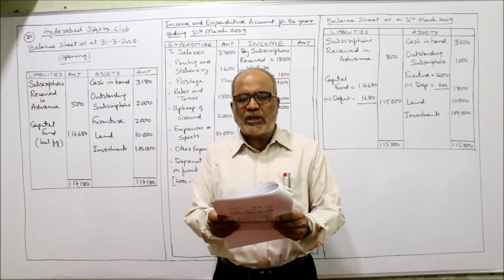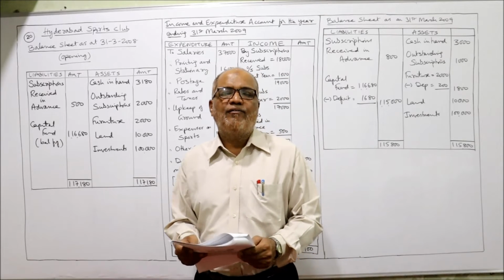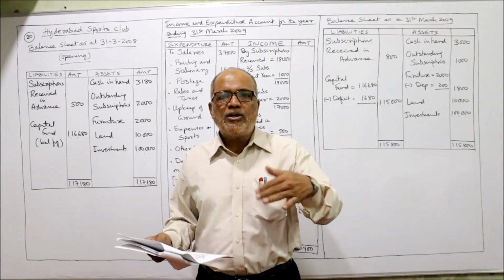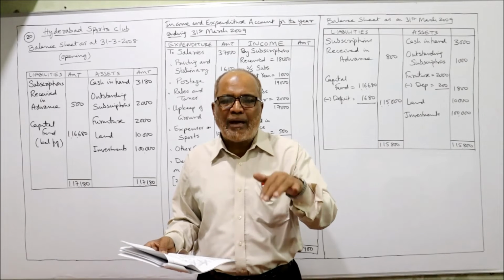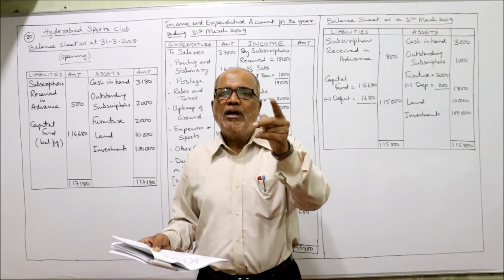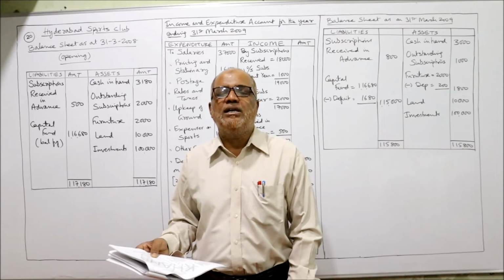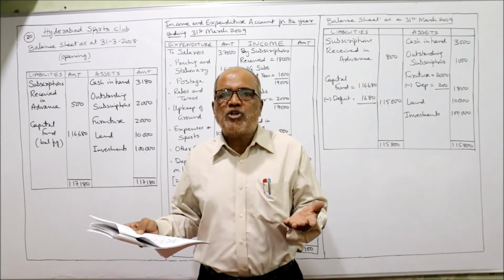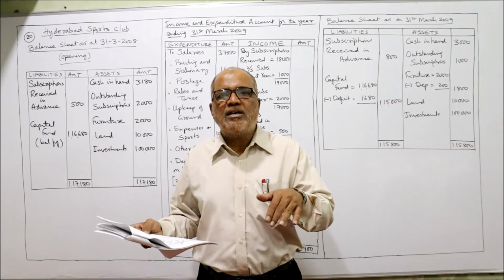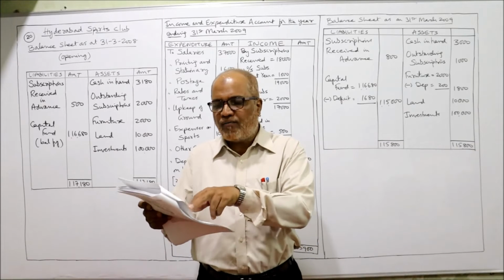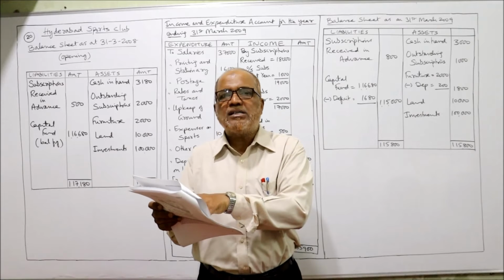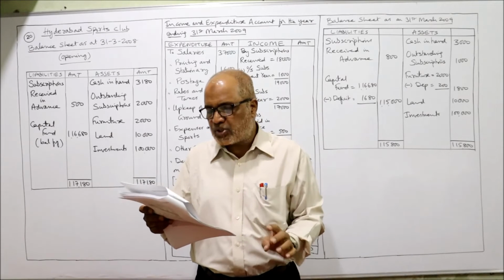Furniture last year 2000, current year 1800. Furniture value has decreased. I told you the decrease in an asset may be on account of two reasons. It may be on account of sale or it may be on account of depreciation. If sale information is not given, we assume there is depreciation on furniture. So 2000 minus 1800, 200 rupees depreciation.